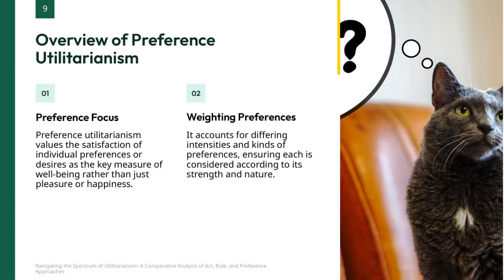When we talk about preference utilitarianism, the main idea is that it prioritizes satisfying individual preferences or desires, not just focusing on happiness or pleasure. This means our well-being is measured by how well our specific preferences are met. Another important aspect is how it weighs these preferences. It recognizes that different preferences vary in intensity and type, so it takes into account how strong and what kind of preference it is, making sure each one is considered fairly based on its significance. This approach helps create a more nuanced and personalized understanding of well-being.